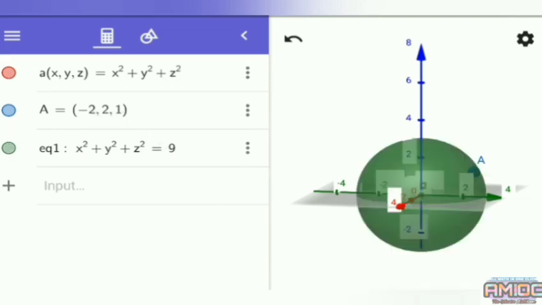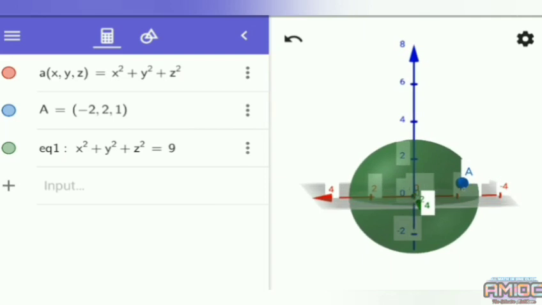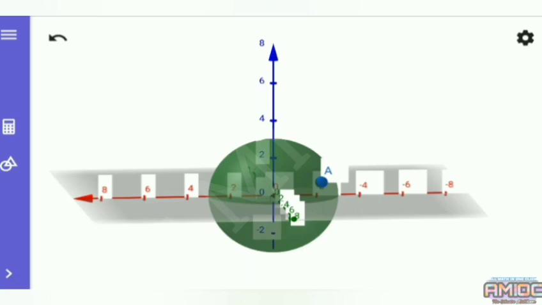Now we can look at the geometry. The level surface corresponding to the given function and passing through (-2, 2, 1), x squared plus y squared plus z squared equal to 9, is a sphere centered at the origin and passing through the point (-2, 2, 1). Now, we have to evaluate the equation of the tangent plane to this level surface passing through this point. So, we can find the equation of the tangent plane.